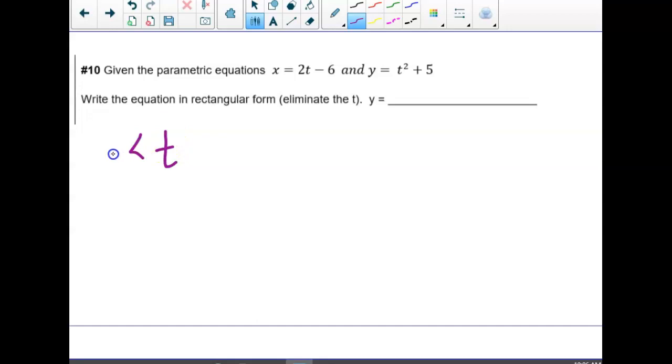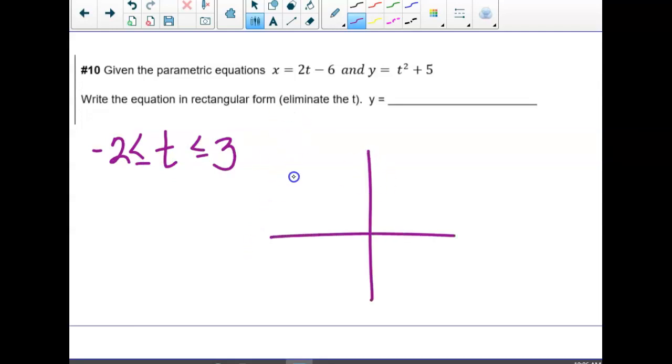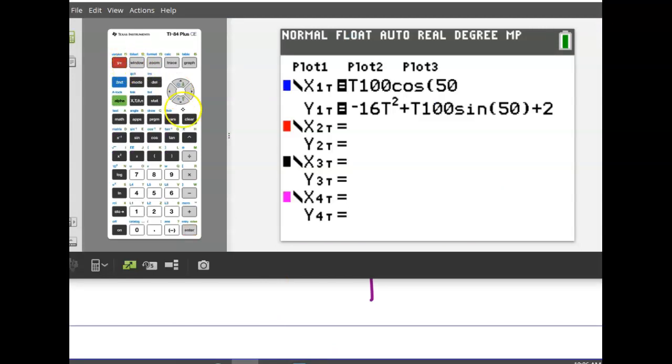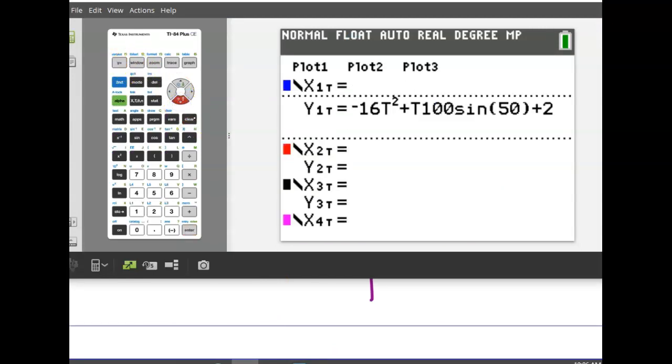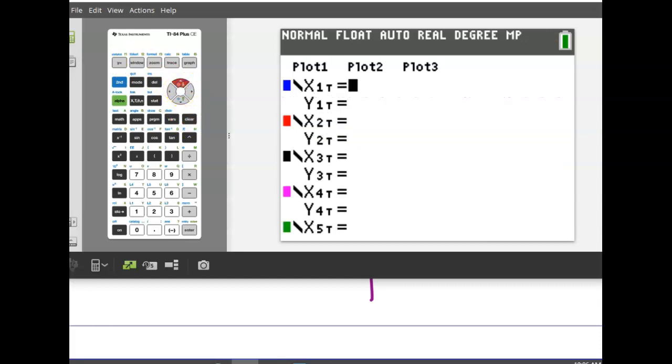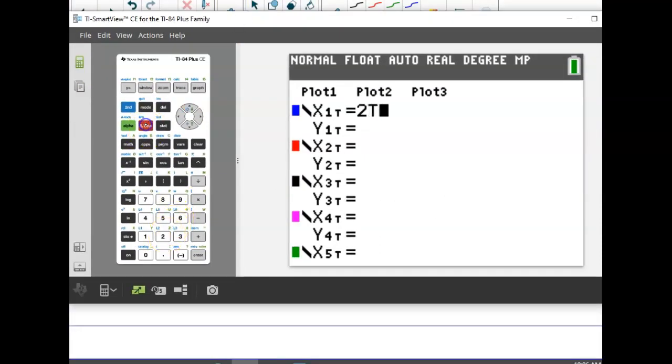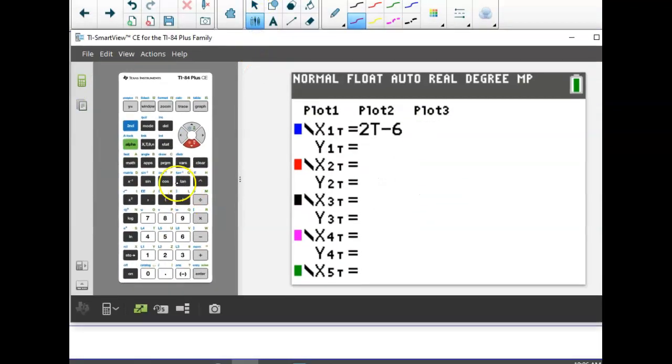Remember, when you go to graph it, it's going to matter what they tell you to use for T. Do you remember this business? If I told you to graph this, and I will give you one that you have to graph, I just didn't put one on here because you have practice on this. But when you go to put it in, can anybody tell me what it said? X was 2t minus 6. And y was t squared plus 5, okay?